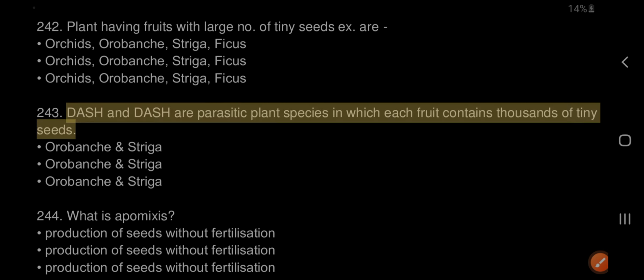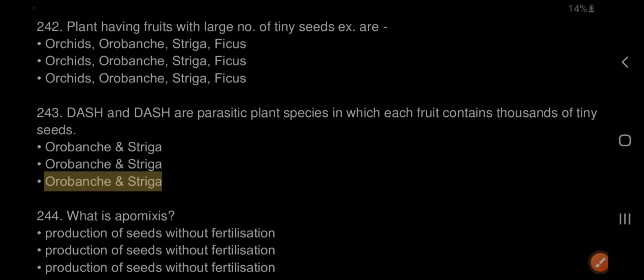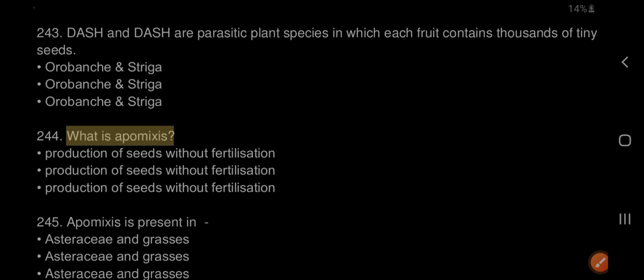244. What is apomixis? Production of seeds without fertilization.